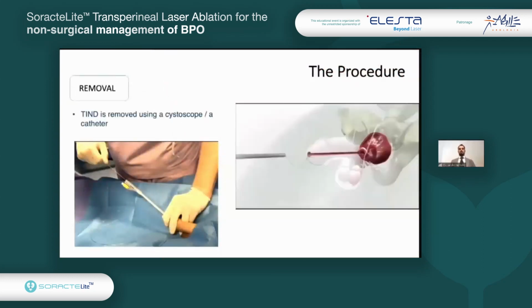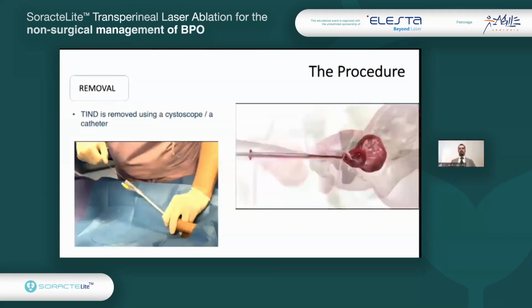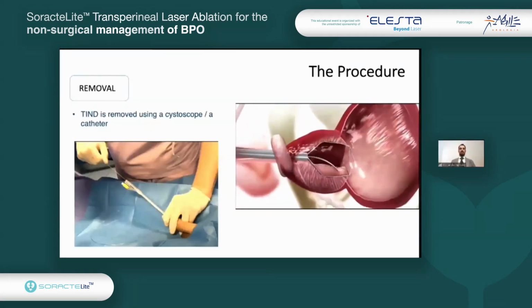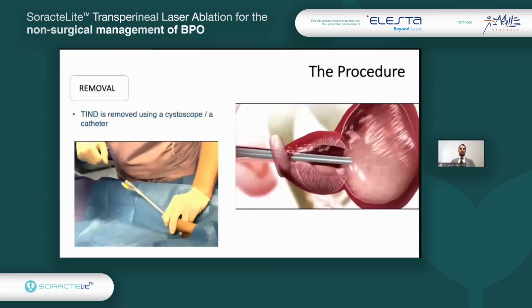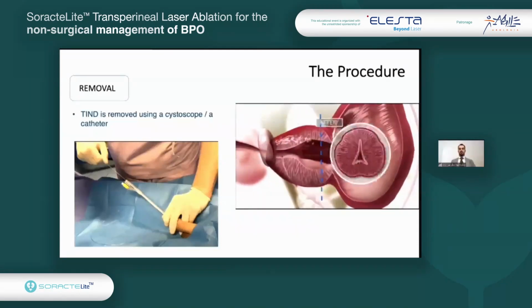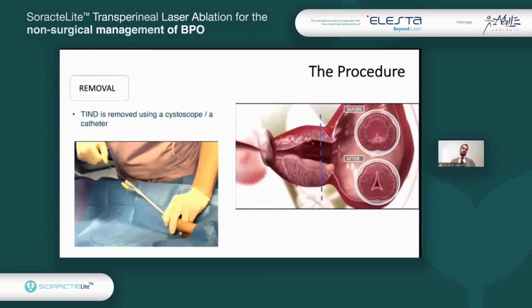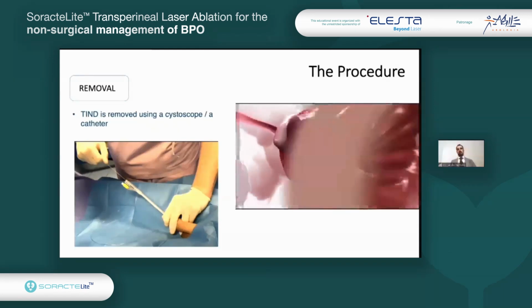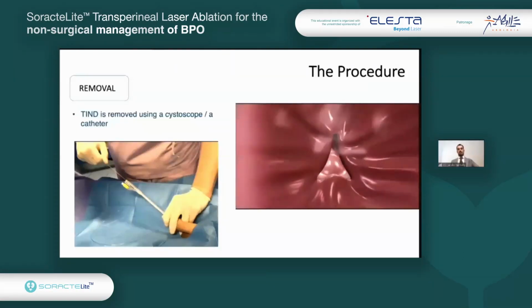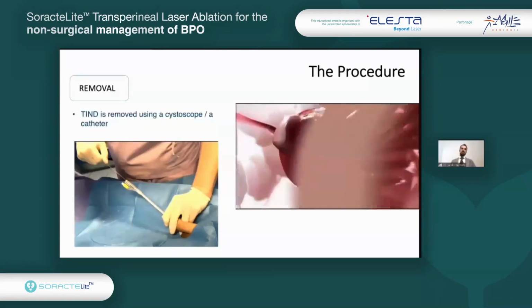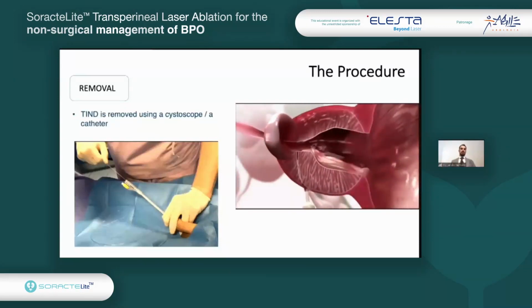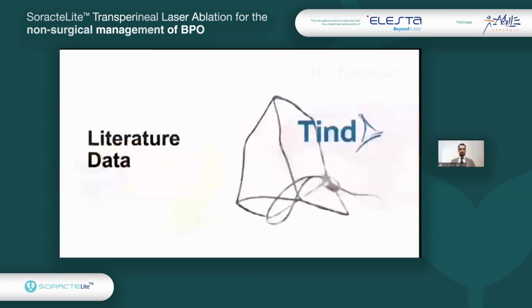The removal is pretty simple, and can be performed by using a cystoscope, retrieving the temporary implantable Nitinol device into the sheath of the cystoscope, but it could be performed even by simply using a catheter that is cut at the level of the tip. The wider the catheter, the easier it is to retrieve the device, and I usually prefer using the catheter, which is much easier and faster.